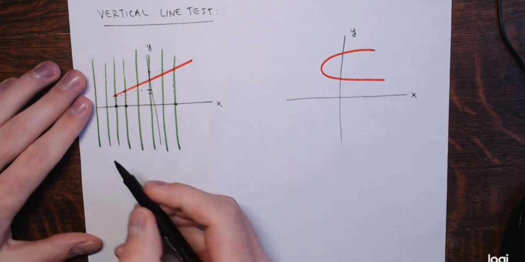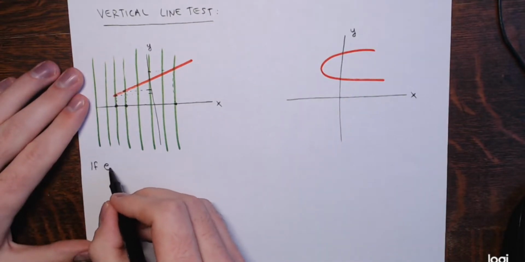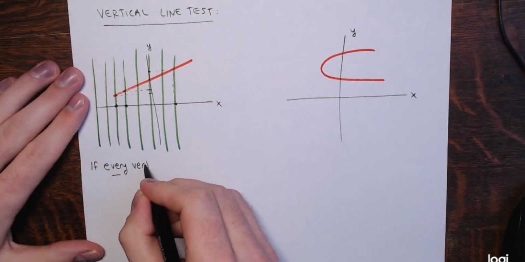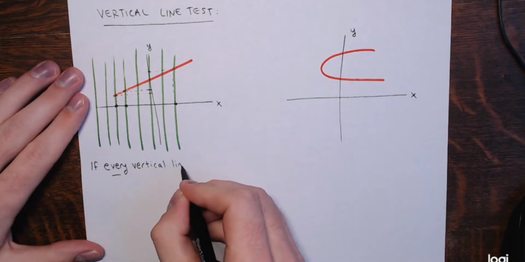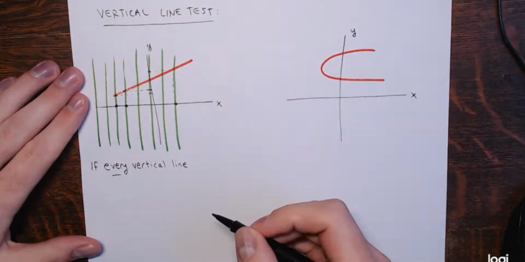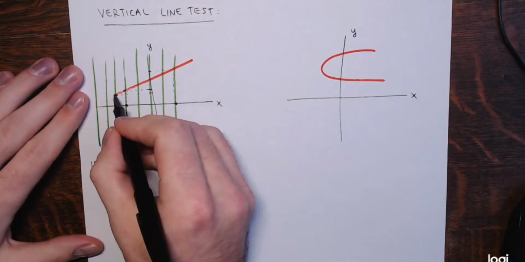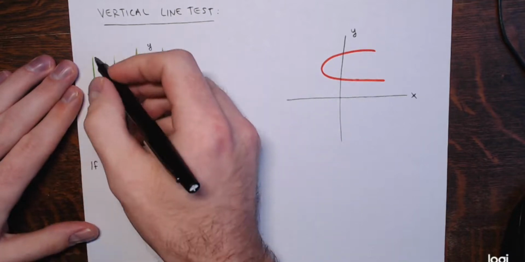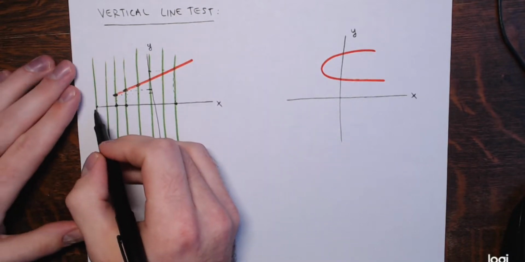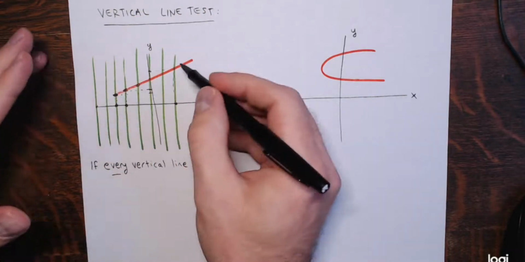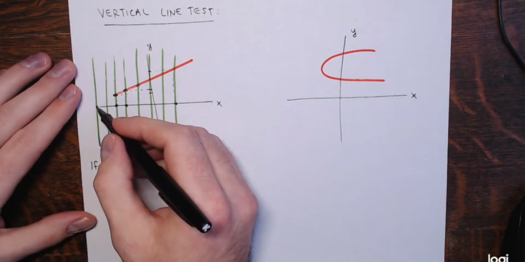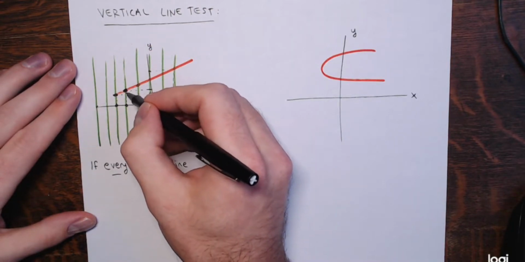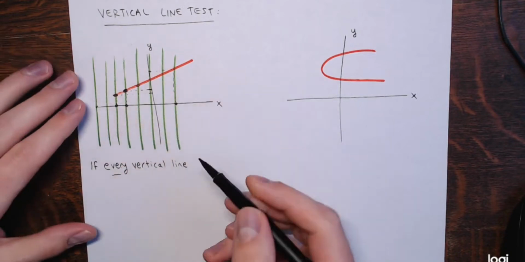So here it is. If every vertical line you draw, straight up and down, hits the graph at most once, right? Over here, these don't hit it at all, right? That just means that x value is not in the domain. If you draw a vertical line and it doesn't hit the graph at all, that just means that x value is not in the domain. But if you do draw a vertical line and you hit the graph, that means that x value is in the domain.